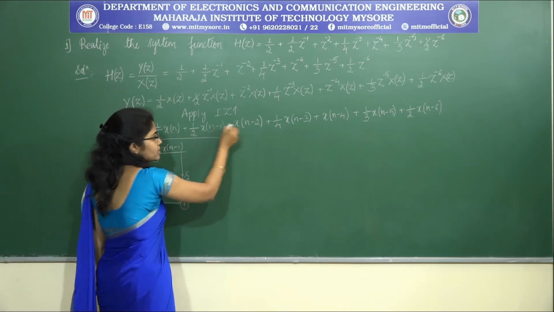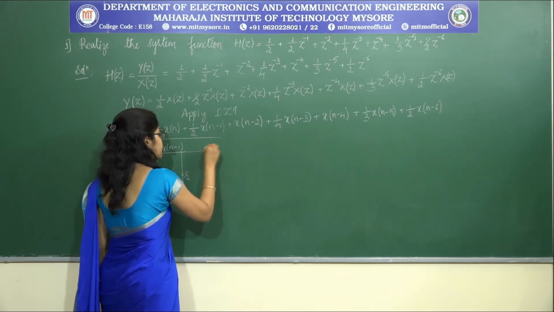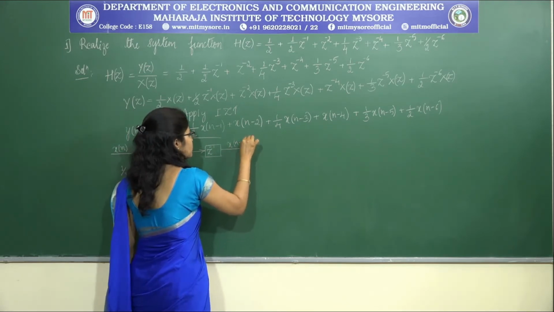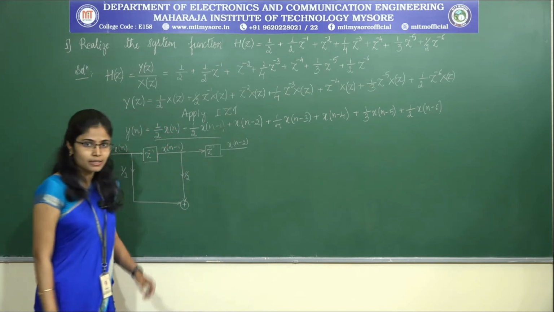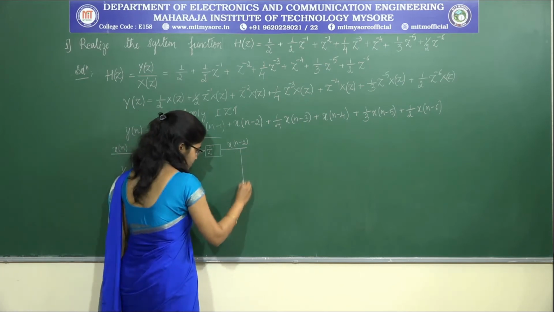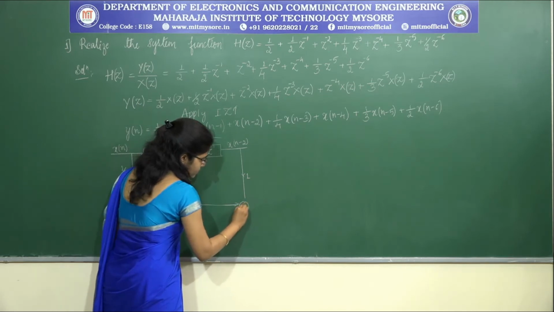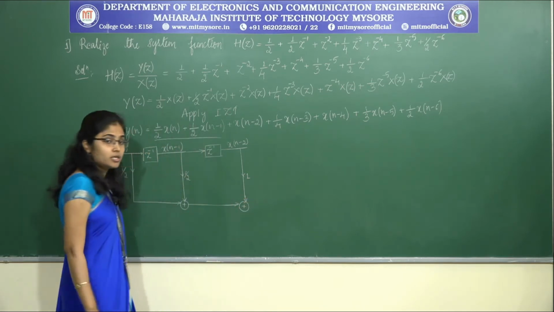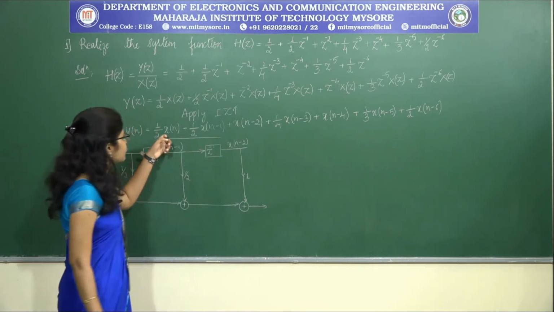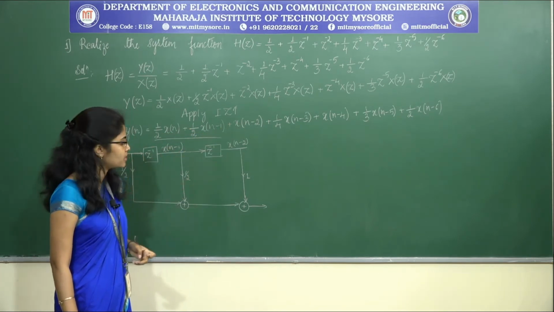Now x(n-1) should be delayed again. This gives us x(n-2). This x(n-2) should be multiplied with 1; the coefficient of x(n-2) is 1. So multiply this with 1 and feed these two inputs to the summing point. Now the output of this summing point is nothing but 1/2 x(n) + 1/2 x(n-1) + x(n-2).